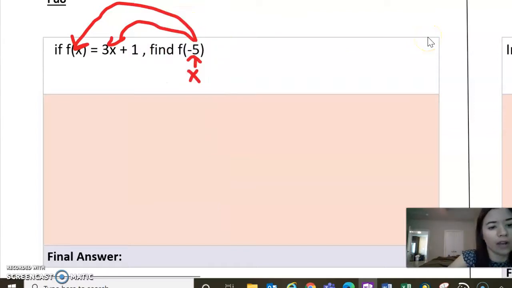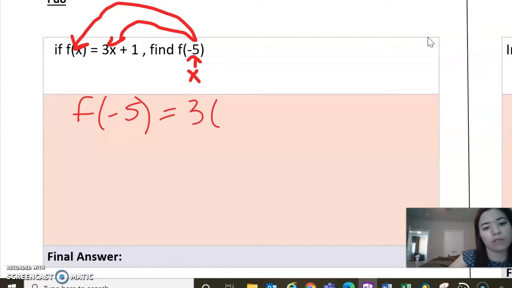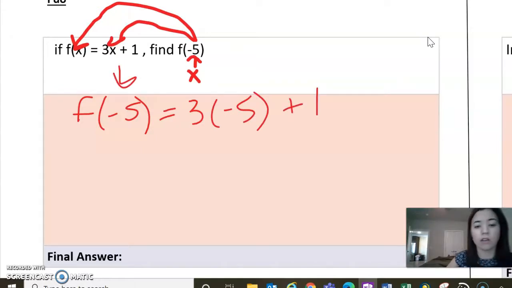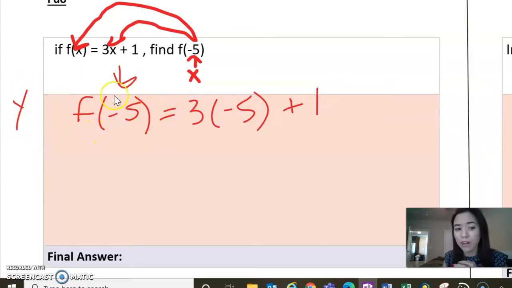Okay, so we have f of negative 5 equals 3 times negative 5 plus 1. Now this right here does nothing. This is simply saying my function when I input negative 5 equals something. Okay? This right here does nothing. This is the same thing as having a y right here instead of this. This is just a way to say when I plug in negative 5, this is what I get.